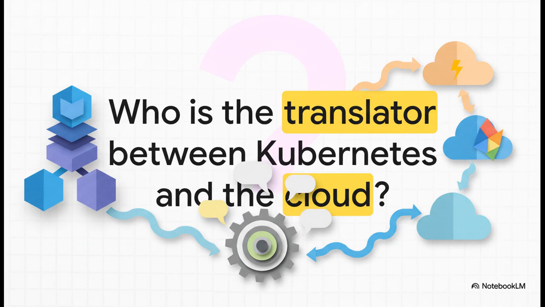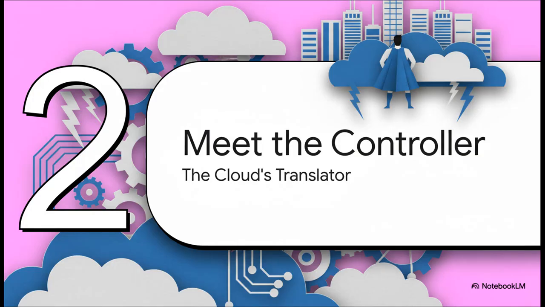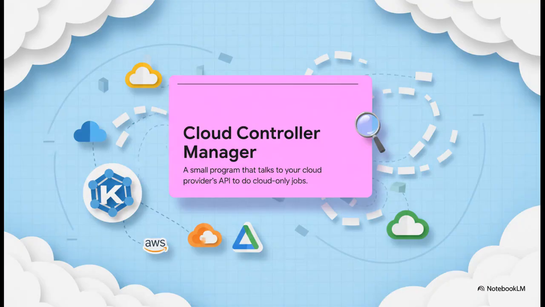So this leads to the big question, right? If Kubernetes wants to be this generic works-anywhere platform, but it needs to do all these very cloud-specific things, who's the middleman? Who takes a generic request from Kubernetes and translates it into a very specific API call for AWS or for Google Cloud? It's time to introduce the hero of our story. Meet the Cloud Controller Manager, or CCM for short.